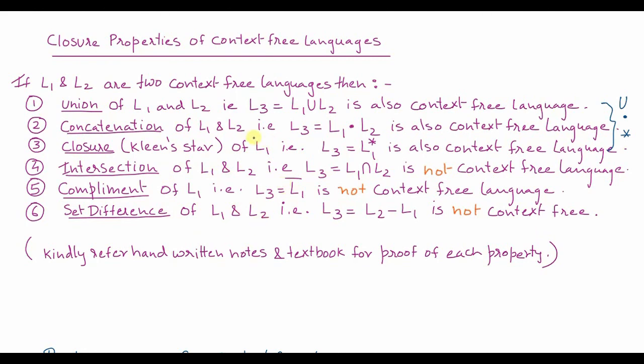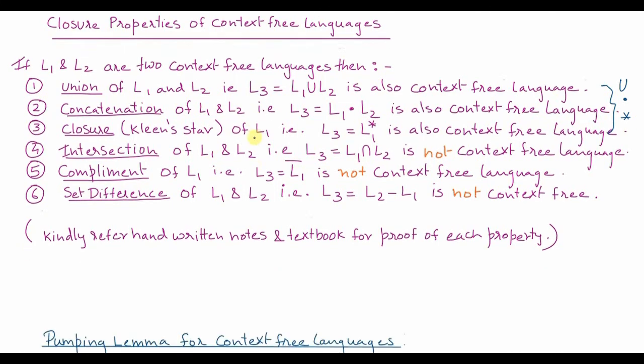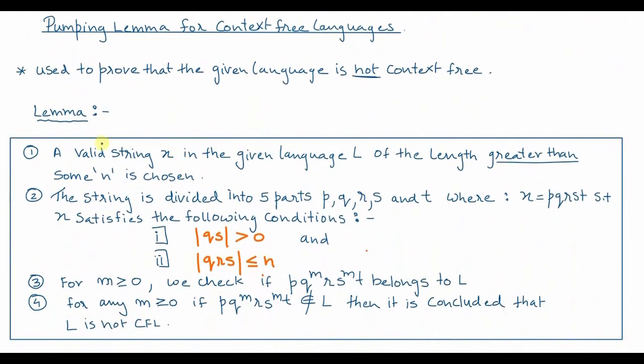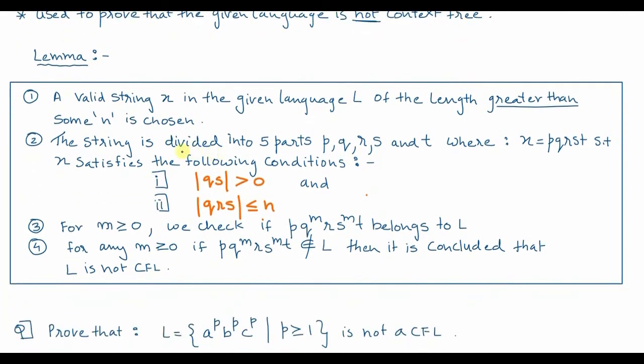We move on to the very last concept that is remaining in your third unit, and that is the pumping lemma for context-free languages. We have also discussed the pumping lemma for regular languages in Unit 2. The pumping lemma for context-free languages is not the same; it is slightly different from the pumping lemma for regular languages. It is basically used to prove that a given language is not context-free. Let us see the lemma.